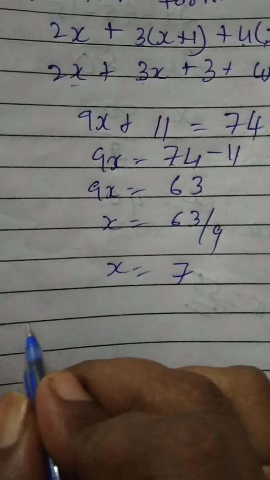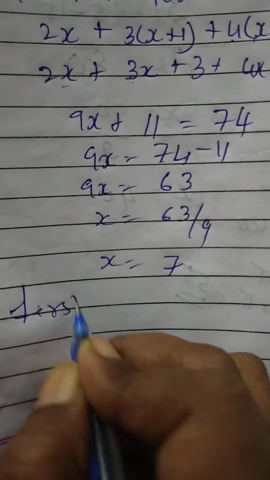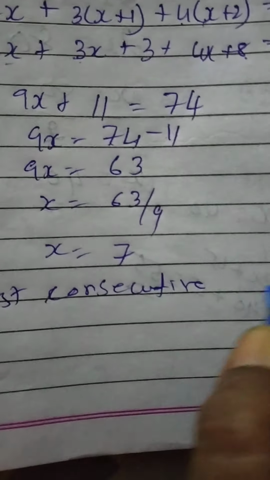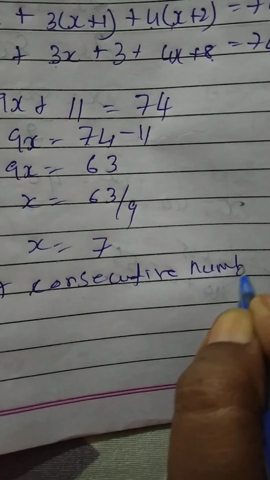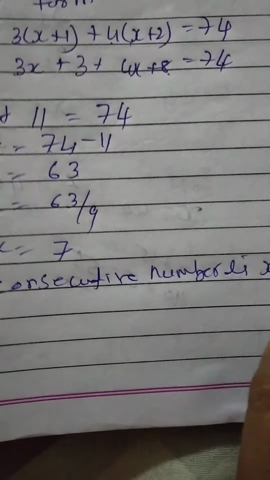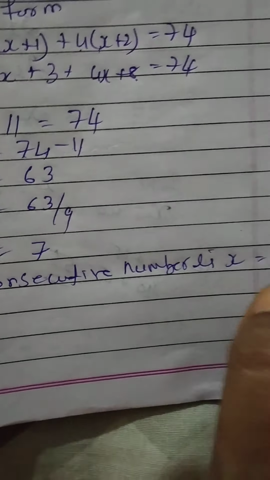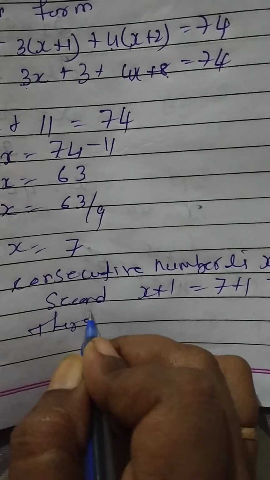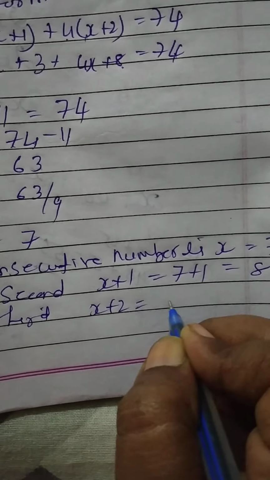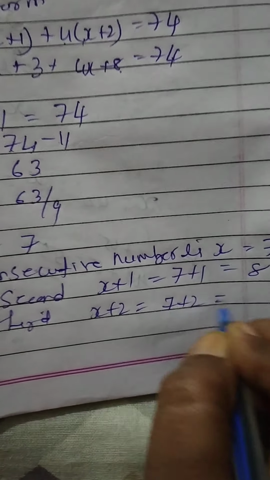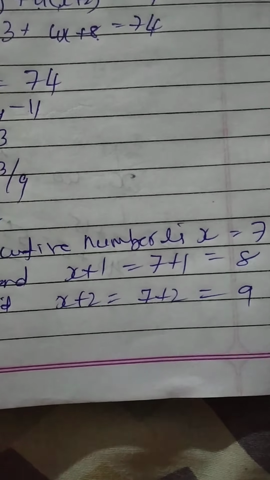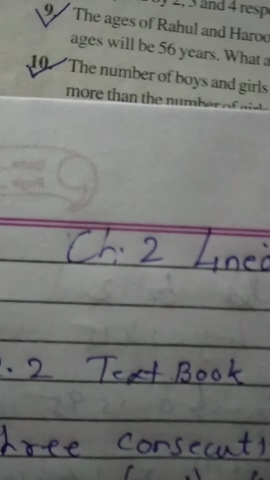So our first consecutive number is x, which means 7. Second is x plus 1, which means 7 plus 1, that is 8. And our third consecutive number is x plus 2, which means 7 plus 2, so our answer is 9. So our three consecutive numbers are 7, 8 and 9. Okay, now we'll see the ninth problem.